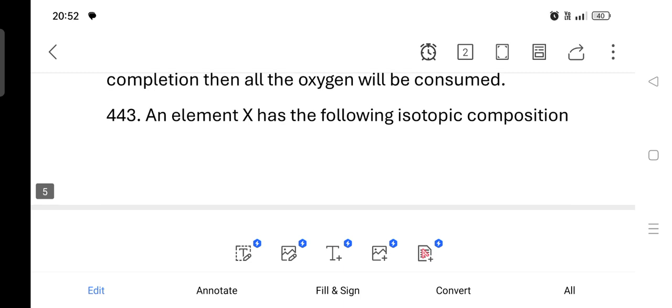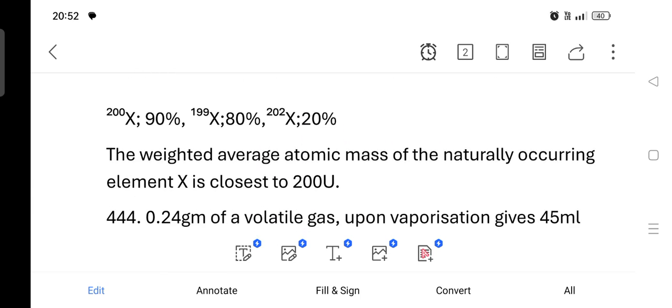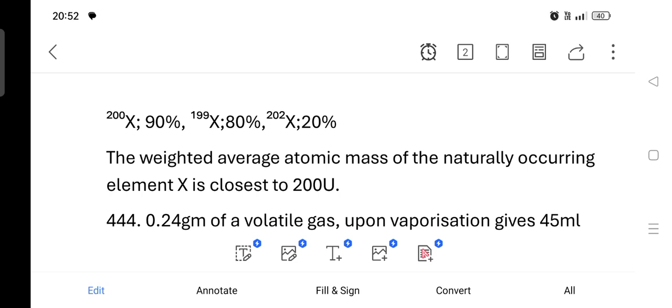An element X has the following isotopic composition: 200X 90%, 199X 8%, 202X 2%. The weighted average atomic mass of the naturally occurring element X is closest to 200 u.